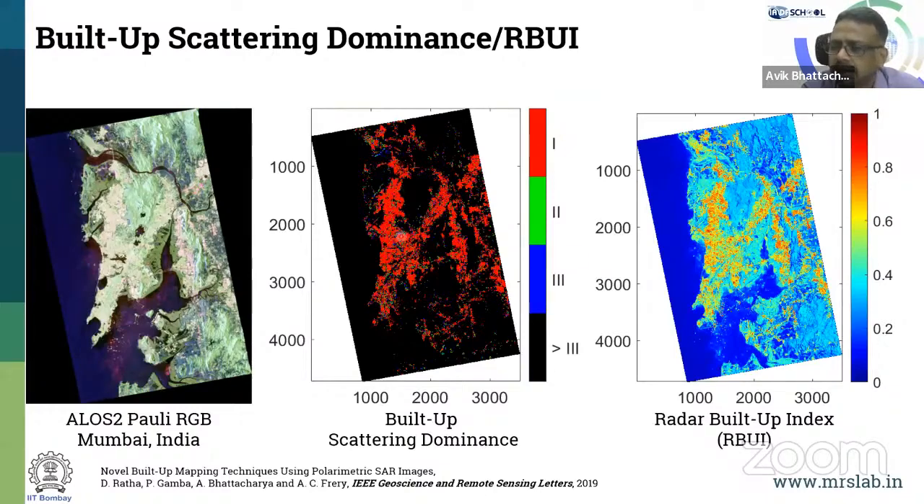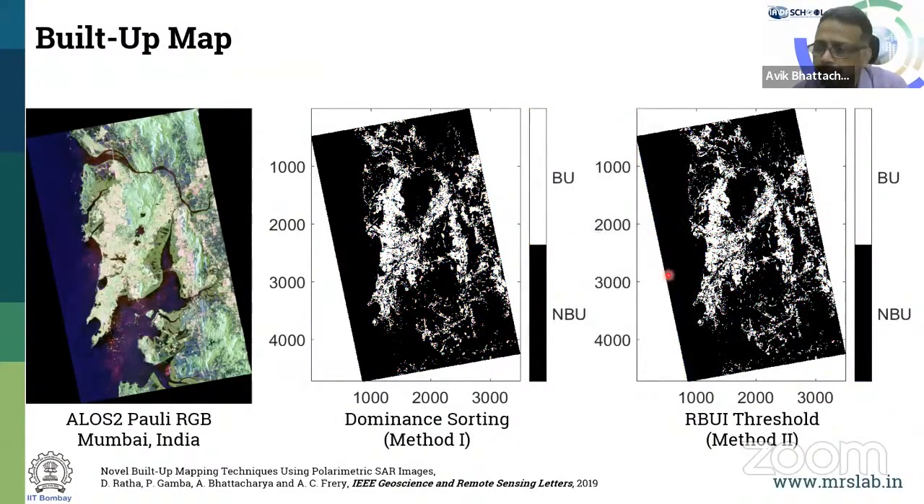And from here you can find out a built-up index, the radar built-up index, which has been proposed in this study, and which is characterized between 0 and 1. This is an index where close to 1 is an urban area, 0 is no urban area. So you can utilize this as an index and you can find out a map with some simple thresholding. You don't have to do any sort of advanced technique over here. Simple thresholding gives a wonderful result in terms of the built-up mapping, utilizing only a quantity, the RBUI, the radar built-up index, from full polarimetric SAR data.